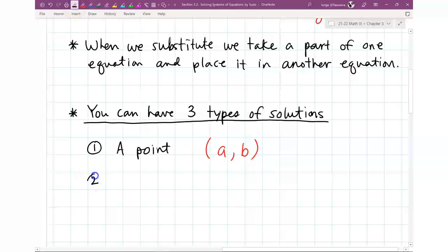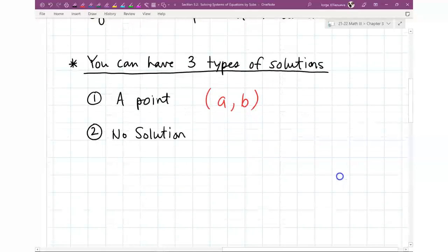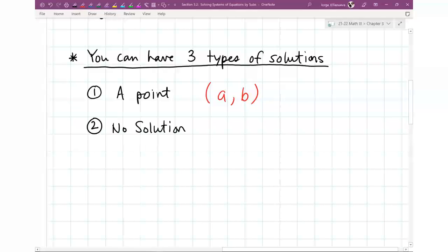The second type of answer is no solution. Now, what happens with no solution is you work out 2 equations together, and what ends up happening at the very end is that you end up with something that looks like this. So you start with 2 equations.